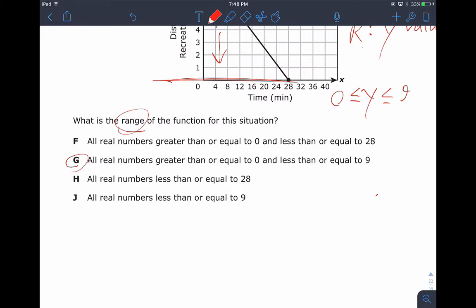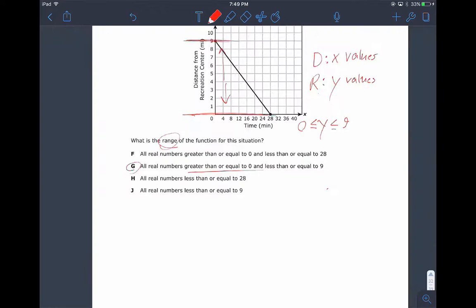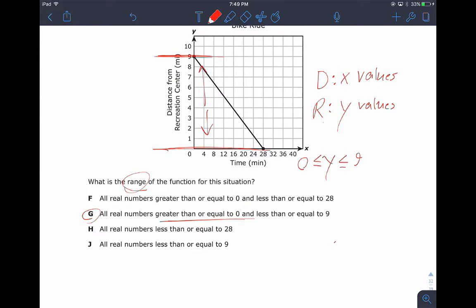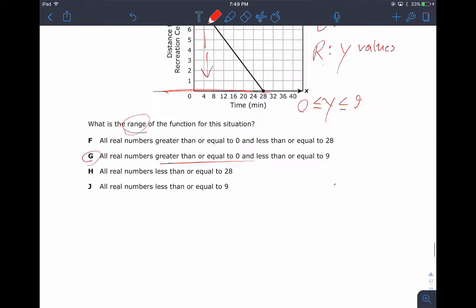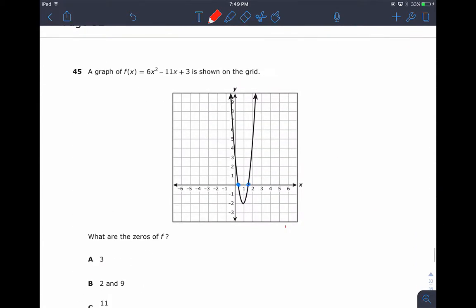So make sure you got both of the criteria. Yes, we need to be less than or equal to 9, but we also need to be greater than or equal to 0. So that's why G is the best option on that one. That one's not too bad. It's just knowing your vocabulary. So make sure you're on the lookout for that.